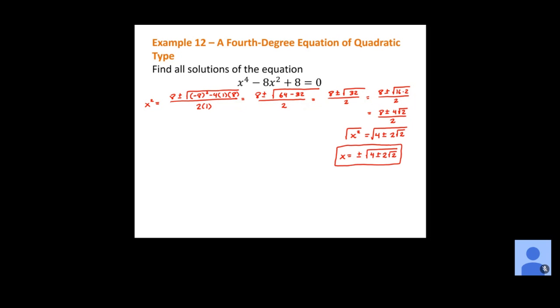Now, understand here, there are technically 4 solutions in there, because if I have the positive on the outside, I could take either the positive or the negative on the inside. That gives me 2 of my solutions. Then I could put the negative on the outside and again take either the positive or the negative. That gives me 2 more solutions. And so there are actually 4 solutions embedded in that solution right there.